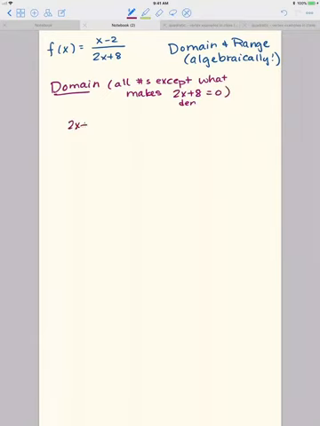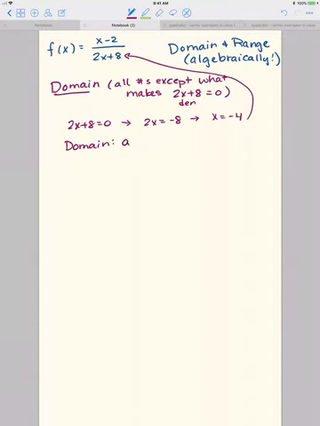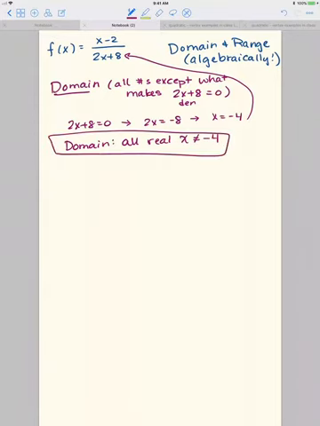So if we set 2x plus 8 equal to 0, you get 2x equals negative 8, which gives you x equals negative 4. So negative 4 is the only number that would create an issue in that denominator, because that would create division by zero. So the domain answer here would be all real x values except negative 4. All right, so that's how you'd answer domain.